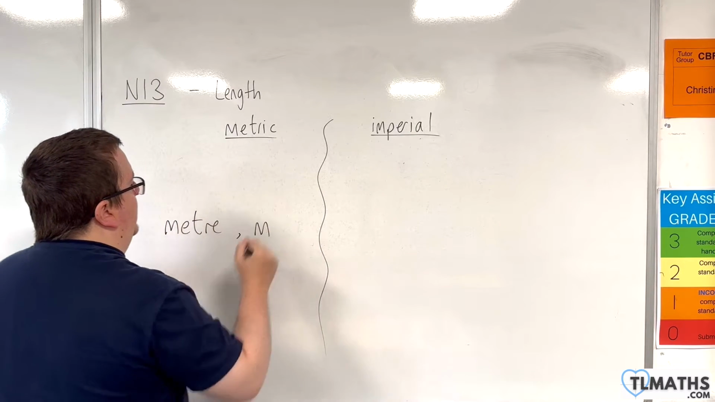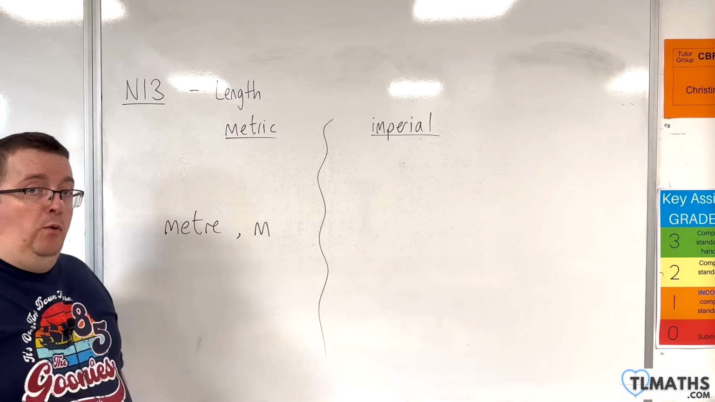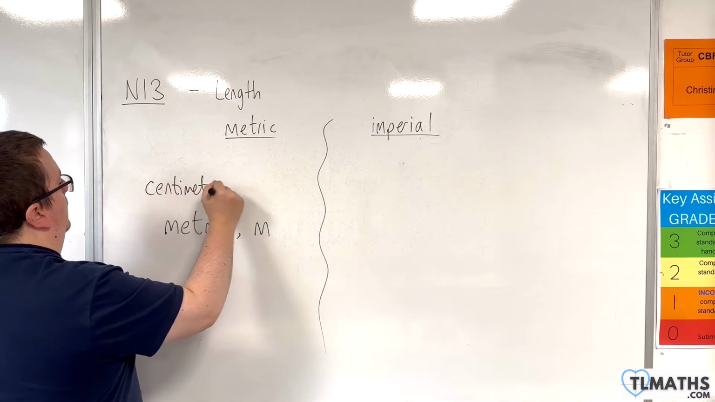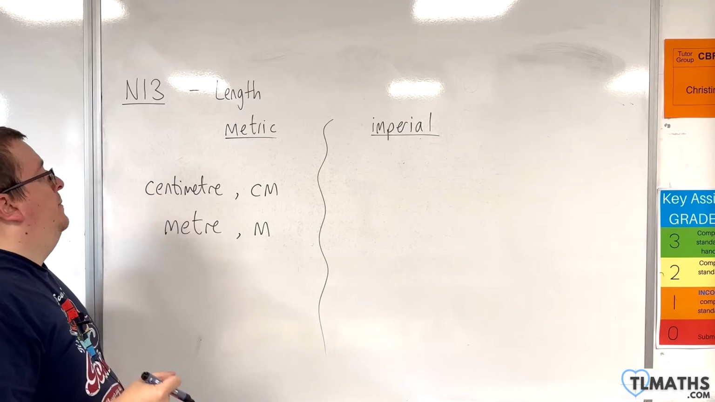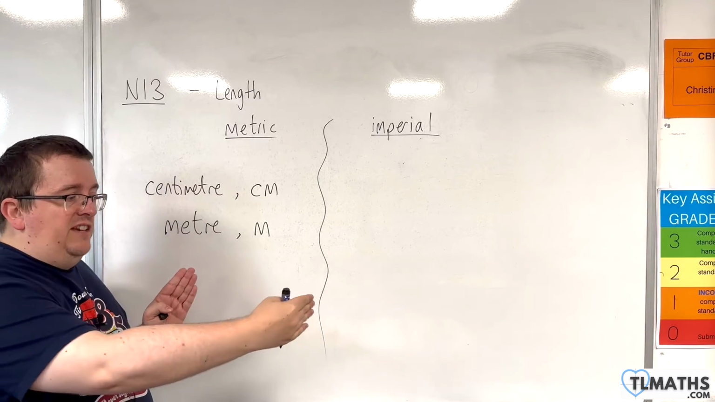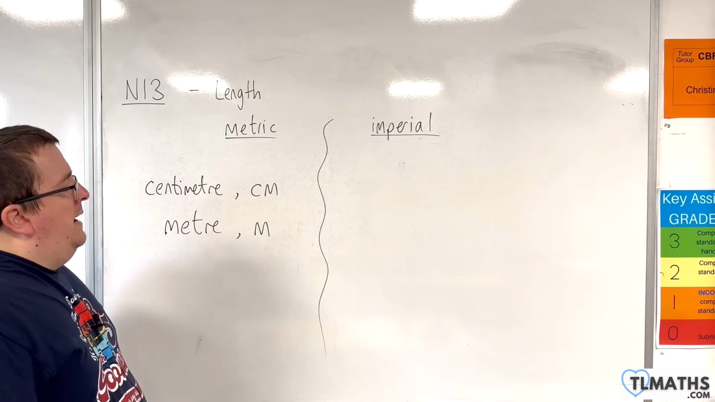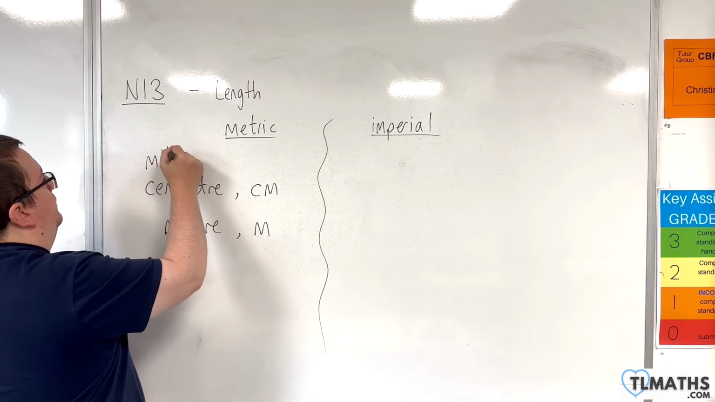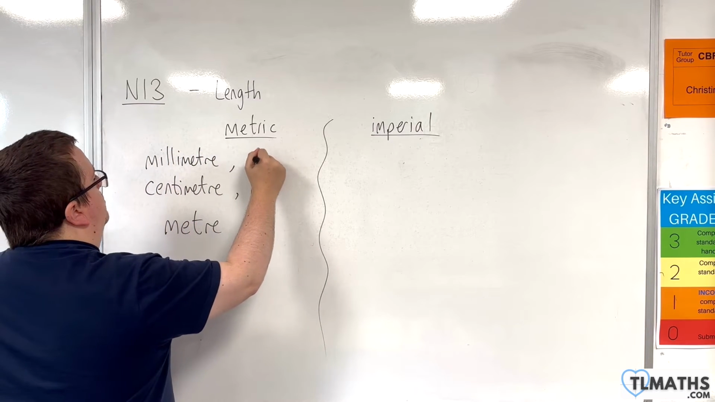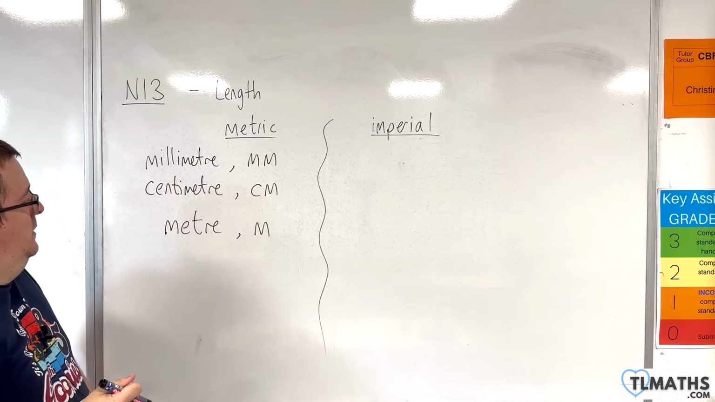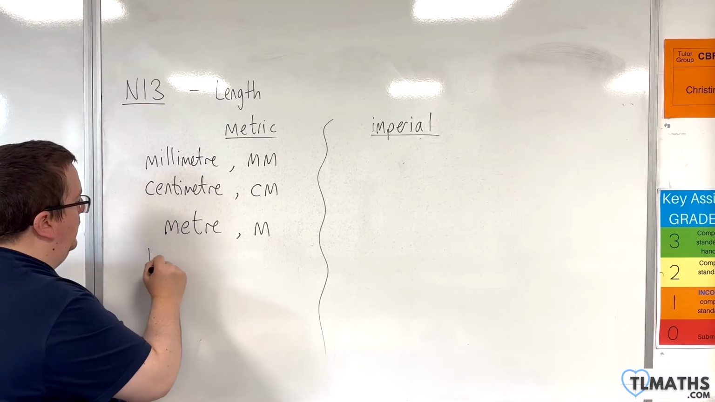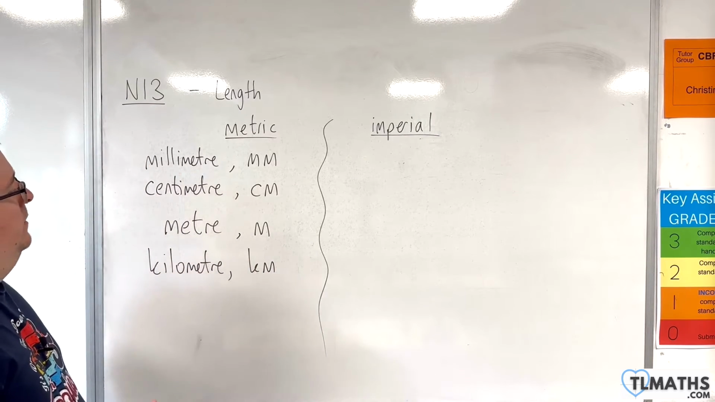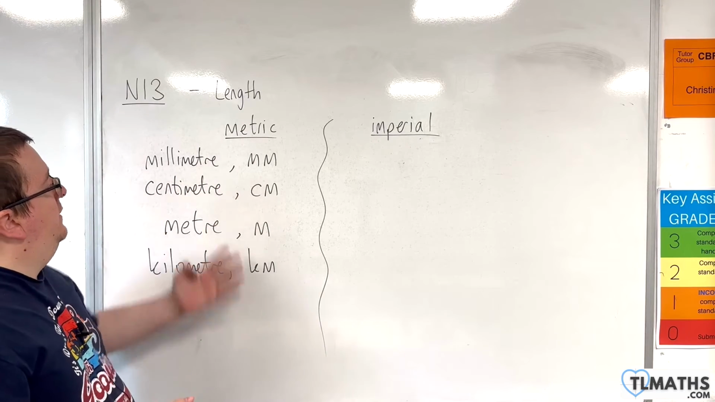So a metre is abbreviated with an M. And then if we go smaller than that, then we go to centimetres, which is abbreviated CM. So usually you'll have a 30 centimetre ruler. Now, if we go smaller than that, then you go into millimetres, which is abbreviated MM. Now, if we go larger than the metre, then we go into kilometres, which is abbreviated KM.